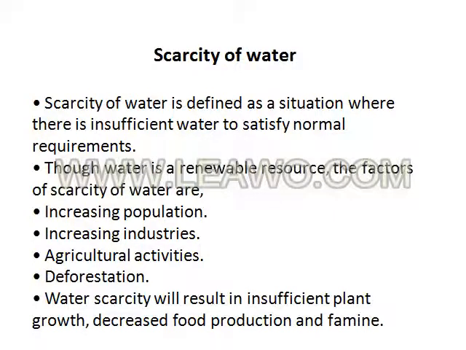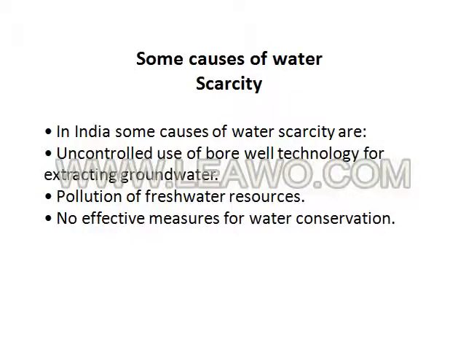Scarcity of water is defined as a situation where there is insufficient water to satisfy normal requirements. Though water is a renewable resource, the factors of scarcity of water are: first, increasing population; second, increasing industries; third, agricultural activities; fourth, deforestation. Water scarcity will result in insufficient plant growth, decreased food production, and famine. Some causes of water scarcity are: uncontrolled use of borewell technology for extracting groundwater, pollution of fresh water resources, and no effective measures for water conservation.